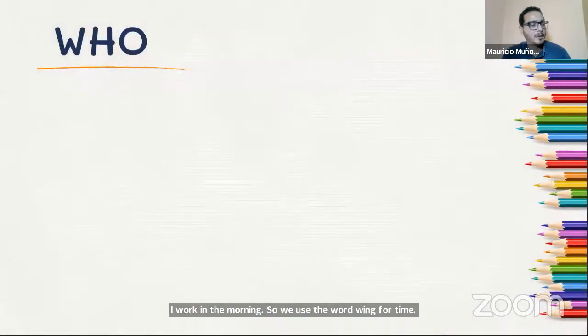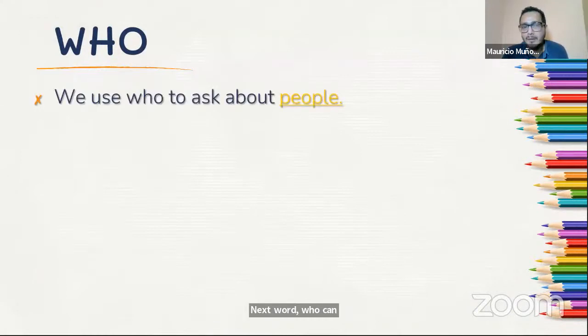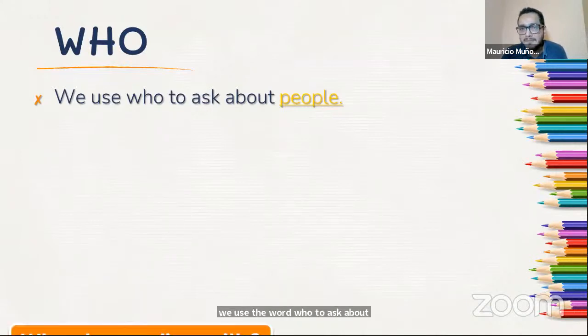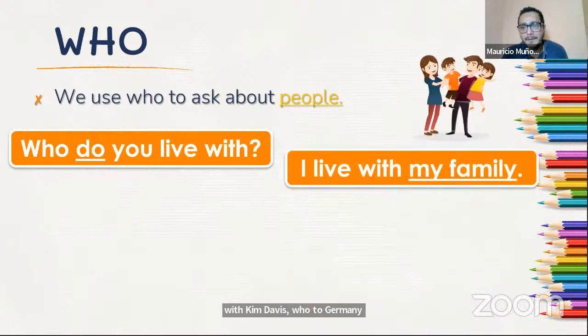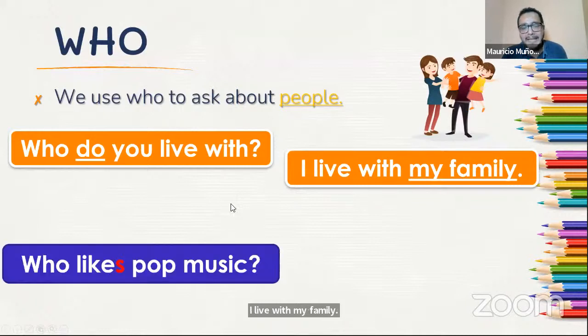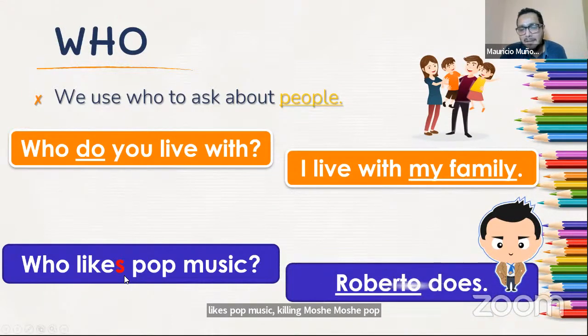Next word, who, quién, who. We use the word who to ask about people. Who do you live with? ¿Con quién vives? Who do you live with? I live with my family. Who likes pop music? ¿A quién le gusta la música pop? Who likes pop music? Roberto does.